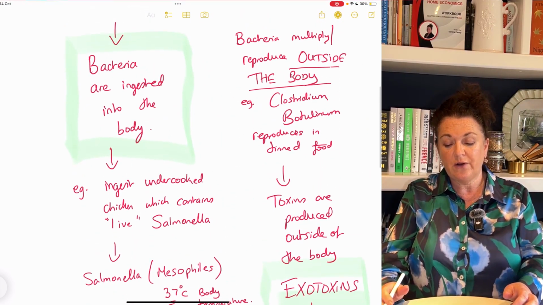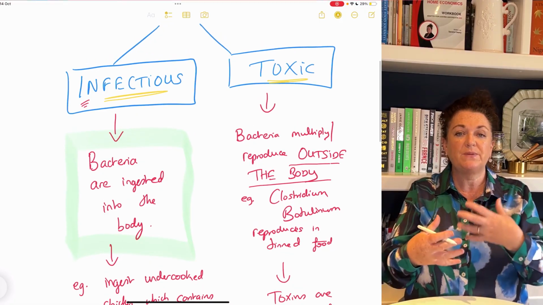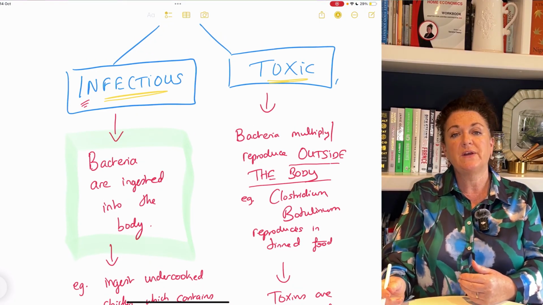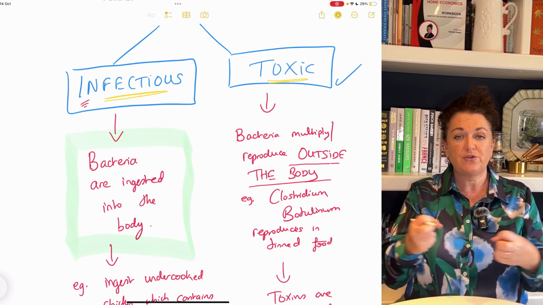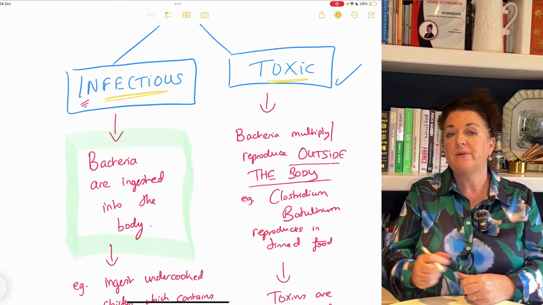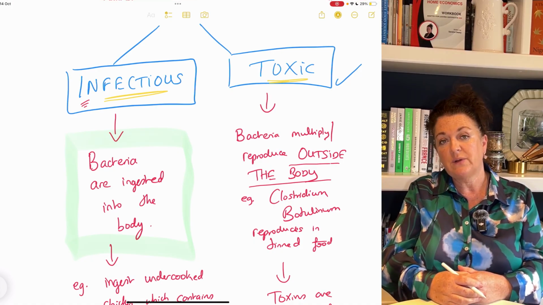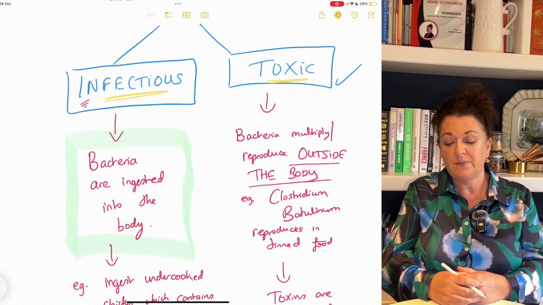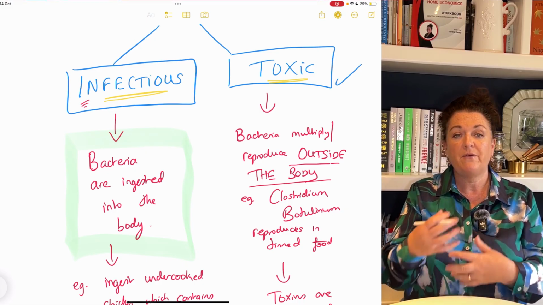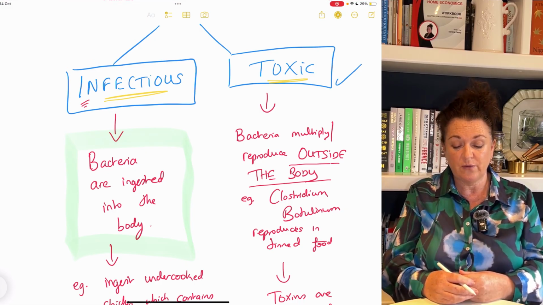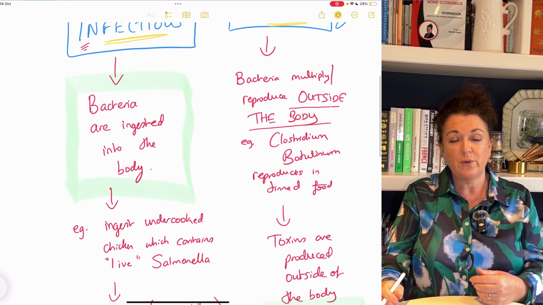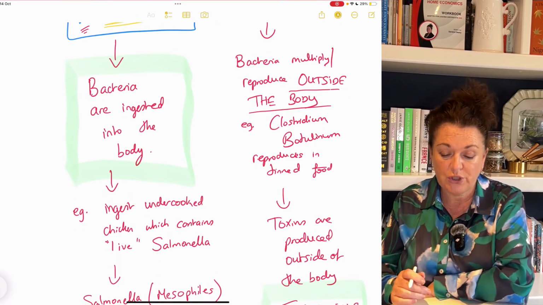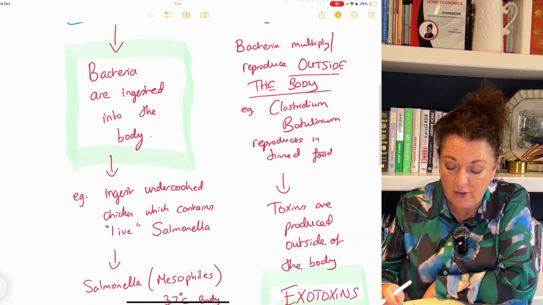Now, use your logic here. Which of the two will the symptoms come on faster? Obviously, with toxic food poisoning, if you ingest the toxin, it goes straight into the bloodstream. In the case of the toxins from Clostridium botulinum, the toxins attack the central nervous system. So the symptoms come on very quickly with toxic food poisoning, whereas with infectious food poisoning, the toxins have to be generated or produced inside the body, so it'll take a number of hours.